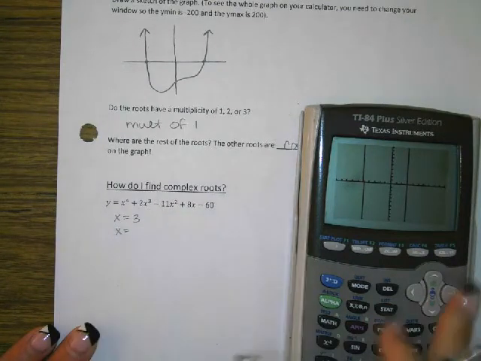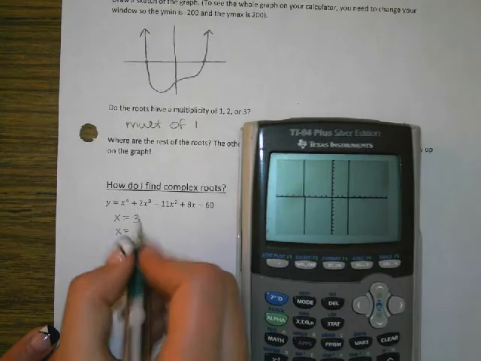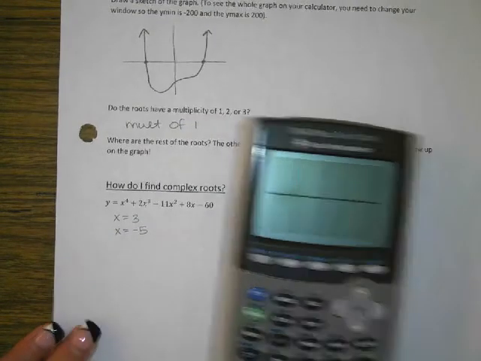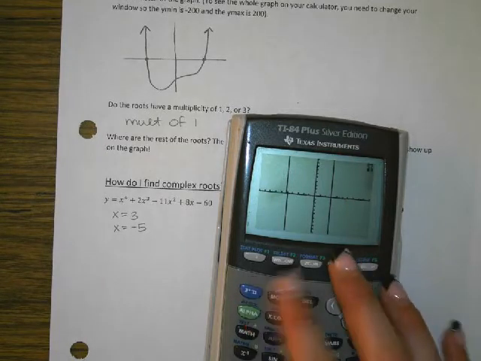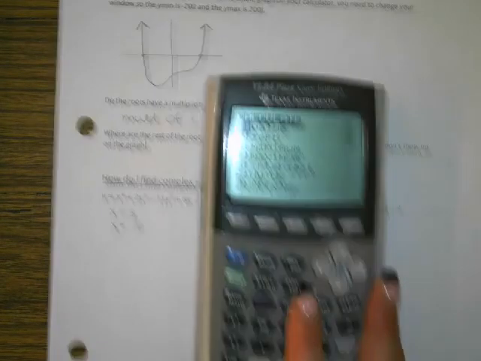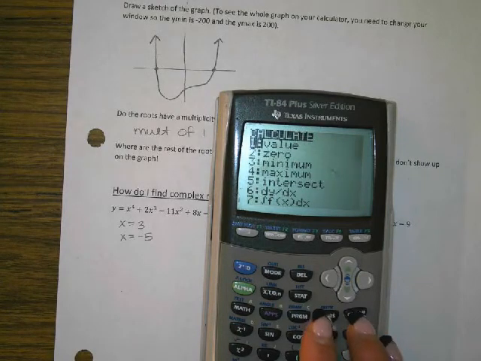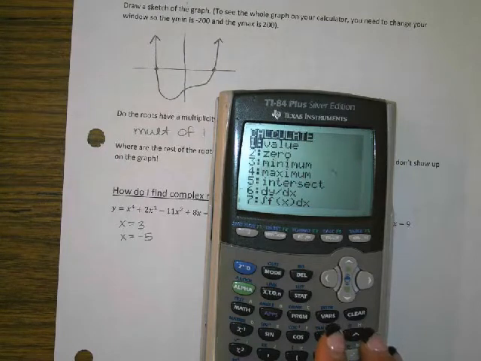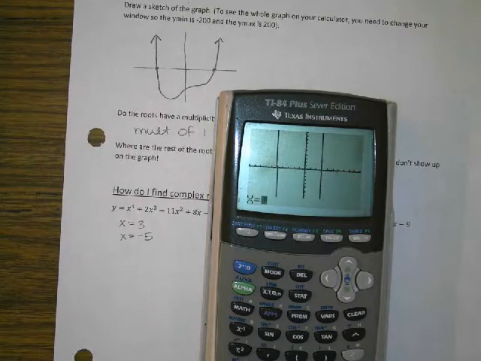And x equals -5. All right, now anytime you have the x-intercepts on here, just to make sure that it is actually at -5 and it's actually at 3, I want you to hit second trace. We're actually going to do number 1, because when you try to do left bound and right bound on a graph that is this stretched out, it's really hard to do. So instead, we're going to do number 1, and I'm going to plug in 3.